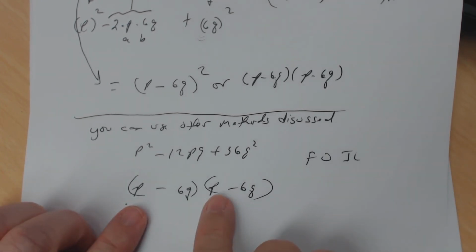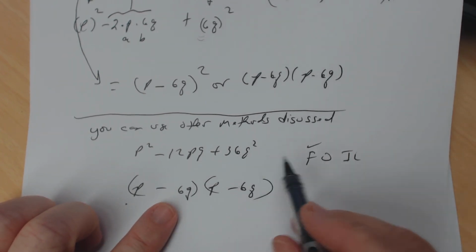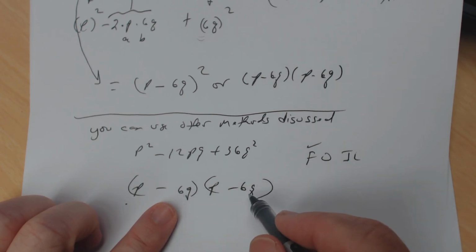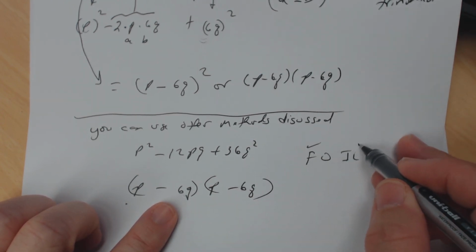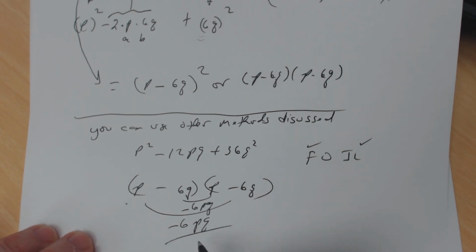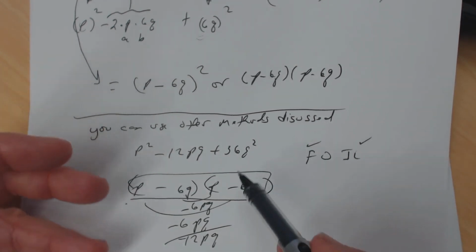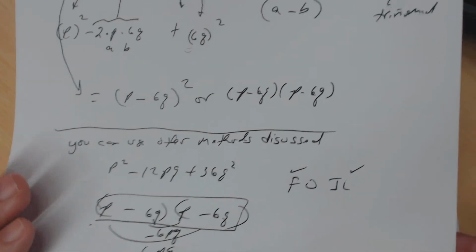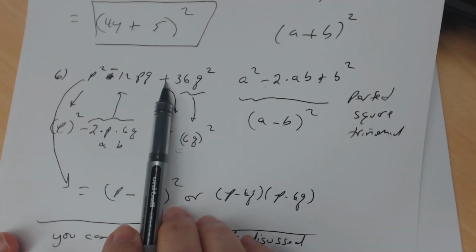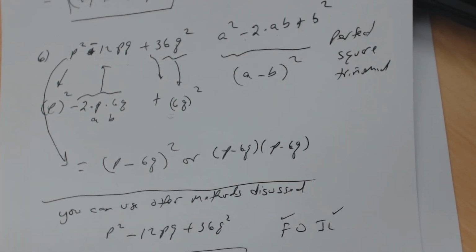Let's check the FOIL. P times p is p squared. The last is negative 6 times a negative 6, which is a positive 36. Negative 6q times negative 6q is a positive 36q squared. And the outer is negative 6pq. The inner is a negative 6pq. And when I add them up, I do get a negative 12pq, which is what you wanted. So it is quicker if you use the trial and error method, but knowing why this is called a perfect square trinomial is also still important. Okay, so that's going to be the end of this section.